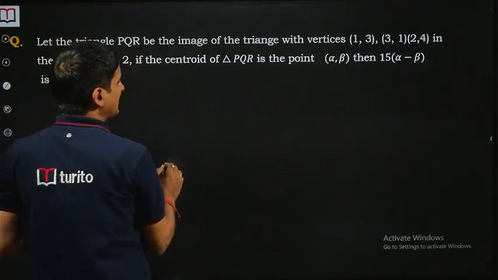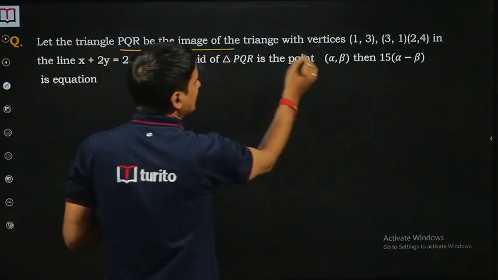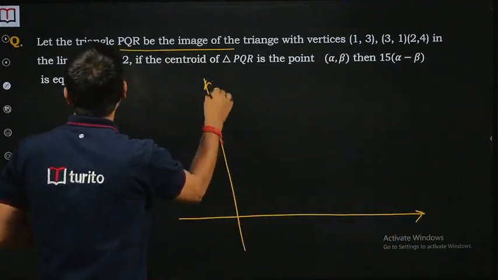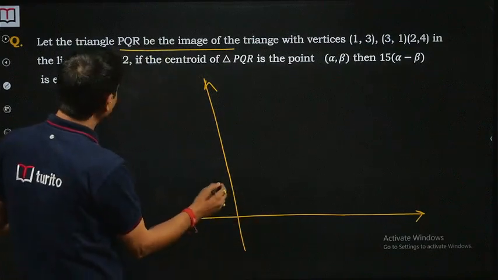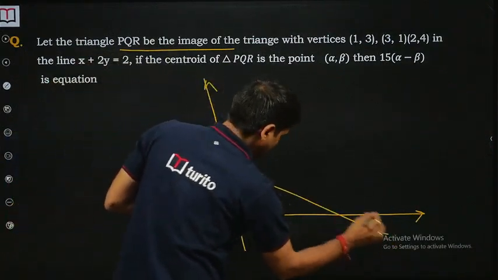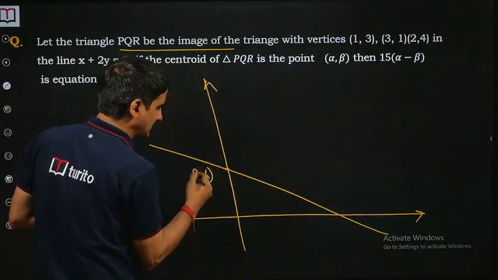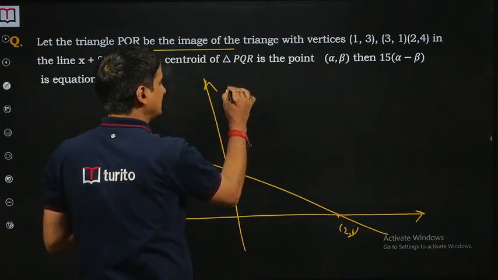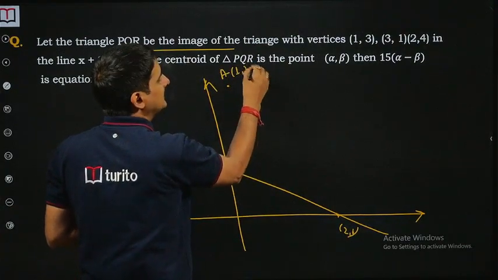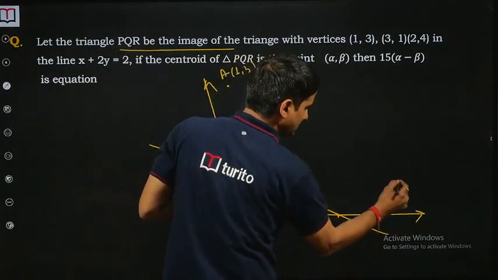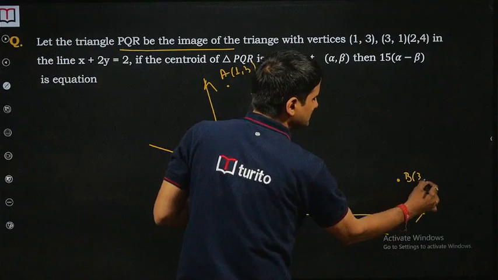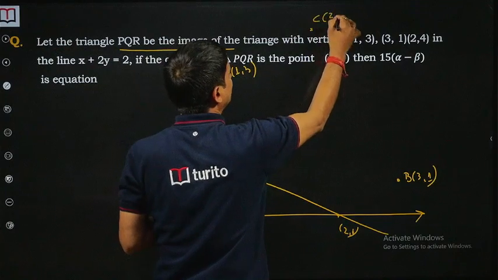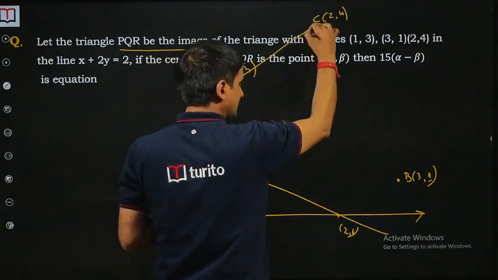Let the triangle PQR be the image of the triangle with vertices 1, 3, 3, 1 and 2, 4 in the line x plus 2y is equal to 2. So y is 1, x is 2, so let's say this one, so this is 0, 1, that's the line here, and this is 2, 0. Now the 1, 3, let's say this is A, 1, 3, then B is 3, 1, bacho, then 2, 4, maybe here, it's C, 2, 4. So that's the triangle, okay.